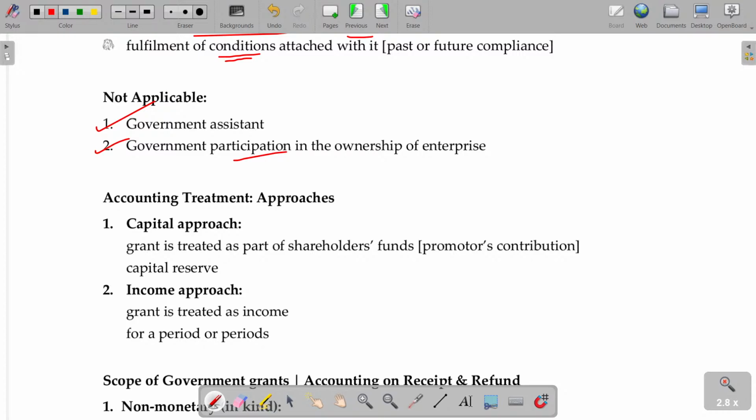Government participation means you start with 10 crore rupees. Out of that, 5 crores is the government's capital. Suppose the government is also one of the partners, and the government contributes to the capital, like a PSU. That will not be a subsidy. They are the owner. That money is refundable to the government. So in these two cases, government grants is not applicable.